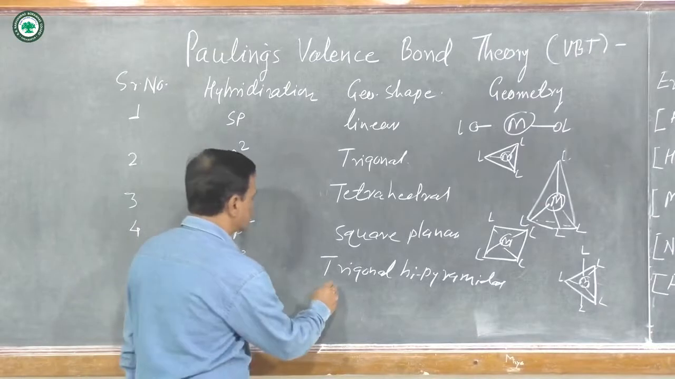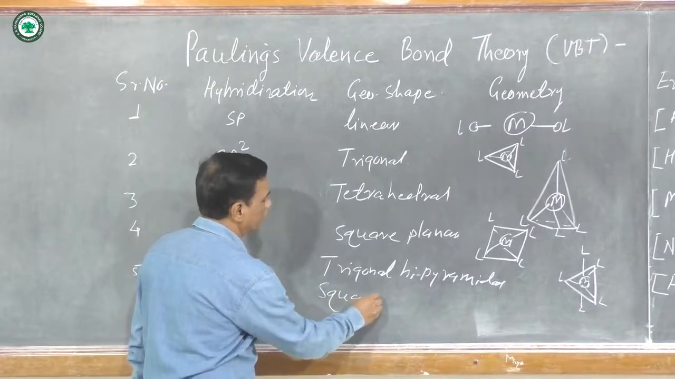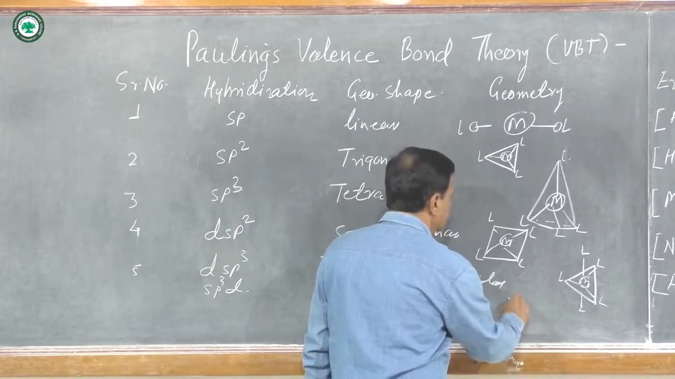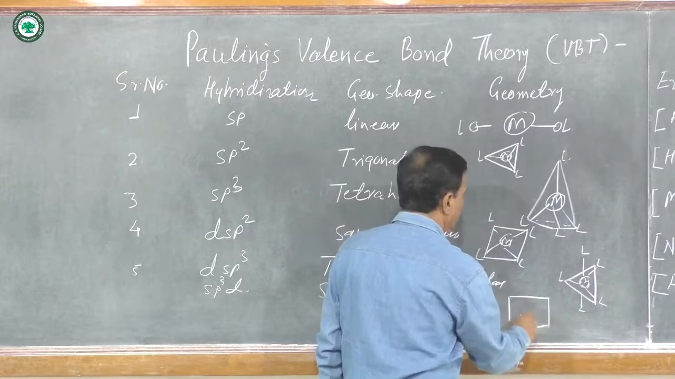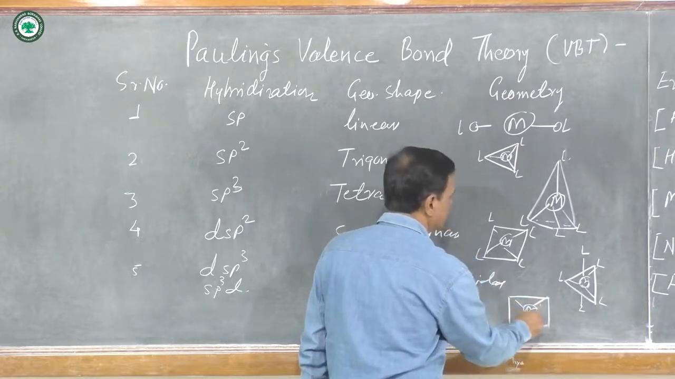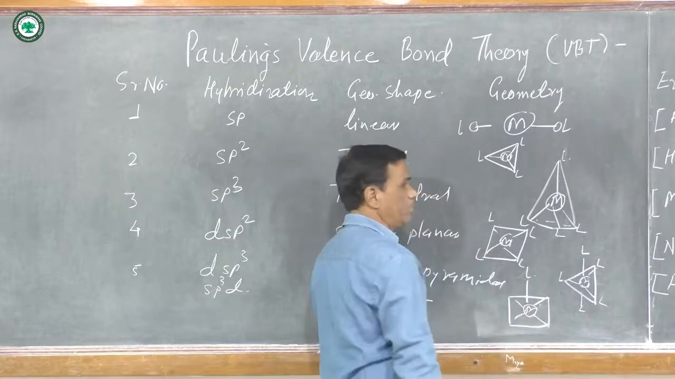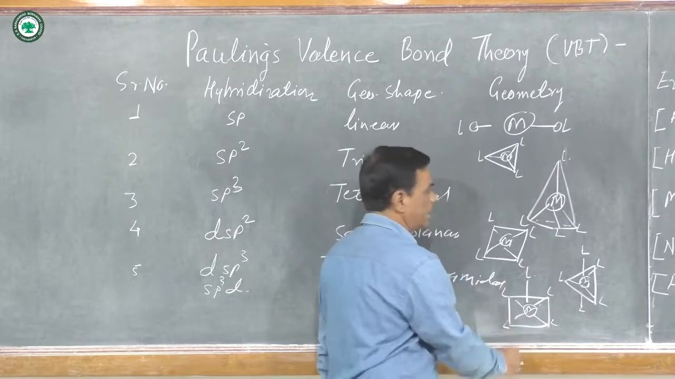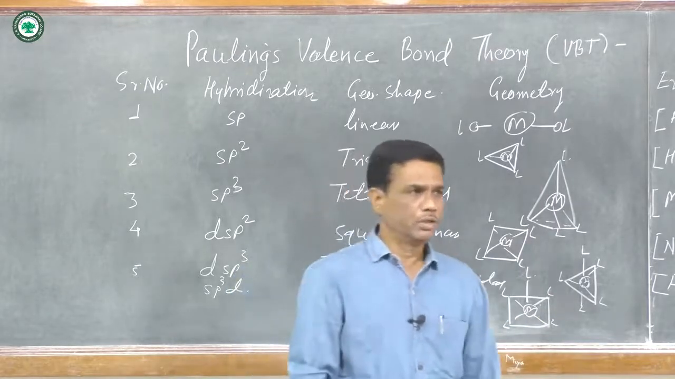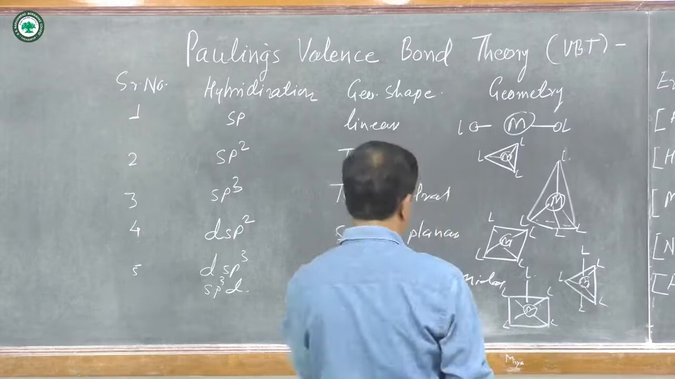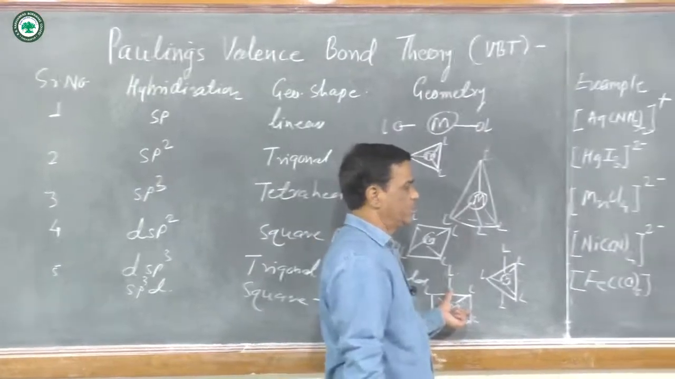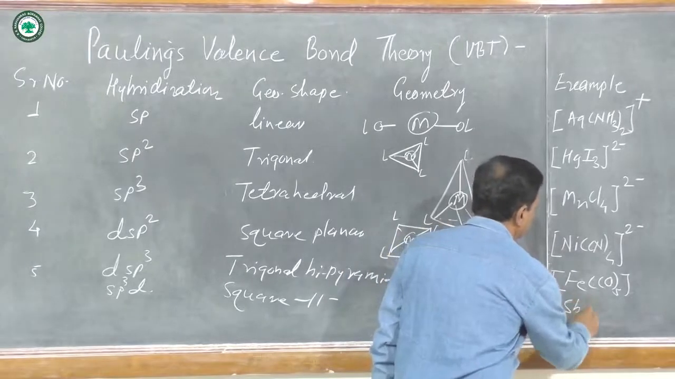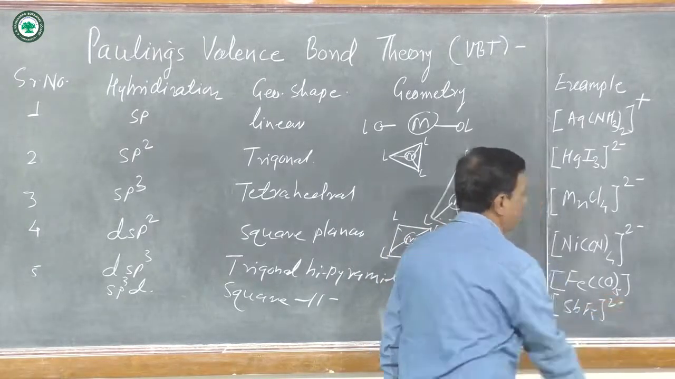Next, sp3d hybridization. It is known as square pyramidal, and in square pyramidal there is a square, the metal is at the center position and one ligand is above the plane, and the remaining four ligands are at the regular corners of the square. The shape of the molecule is a square with a pyramid. One pyramid is there, that is square pyramidal, and the example is SbF5 2-.